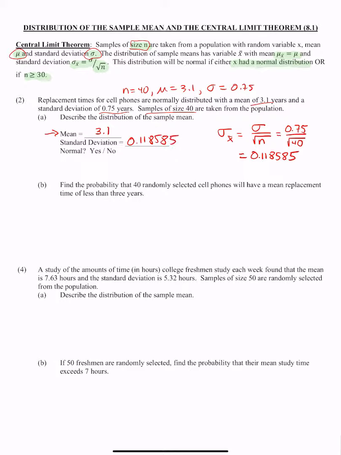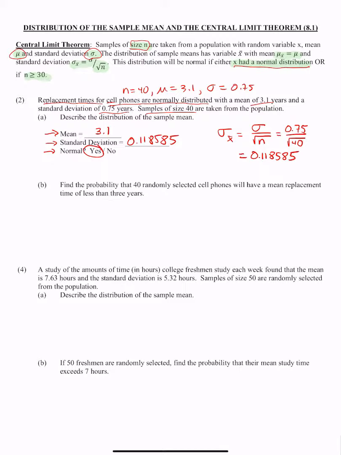Okay, so now the last check: we've got the standard deviation, is the distribution normal? So we saw that it was normal if x has a normal distribution, which I think it said, yes, right here. It says replacement times for cell phones are normally distributed. So we're good. So yes, it is normal.